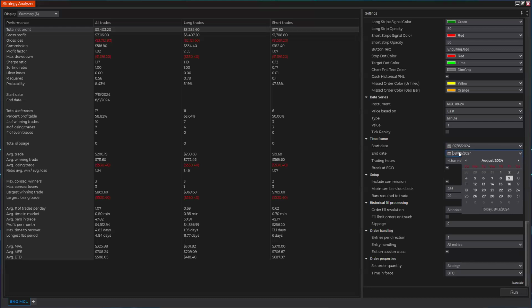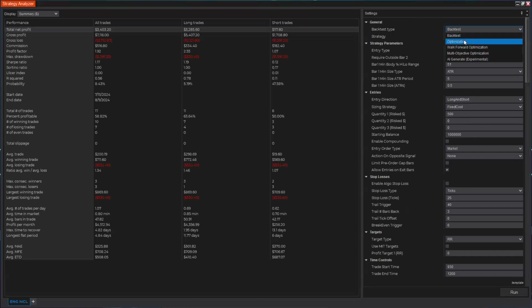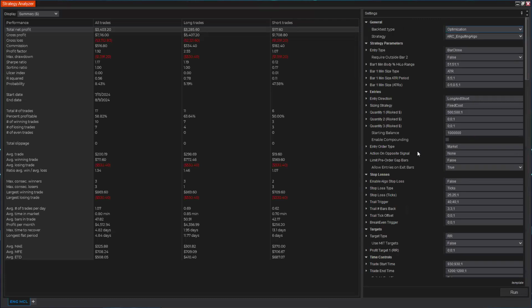So let's go back to March, like we were talking about. And we're going to back test March. Again, this is a way that you can practice the optimization. So I'm going to go to optimization now. You just go all the way to the top, go to optimization, and everything is brought over. If you do not load the template, you will have to start from scratch. So load the template first.